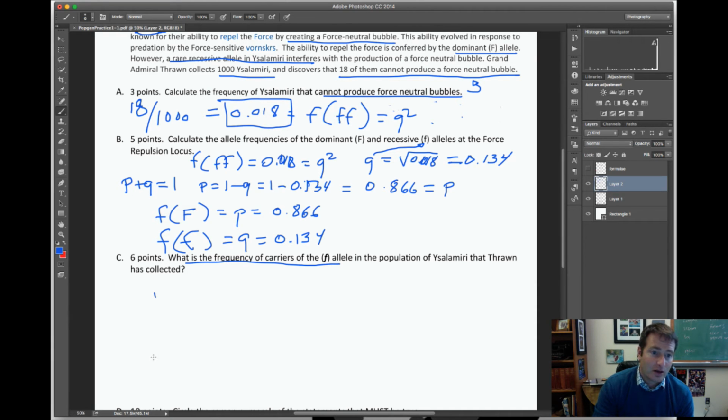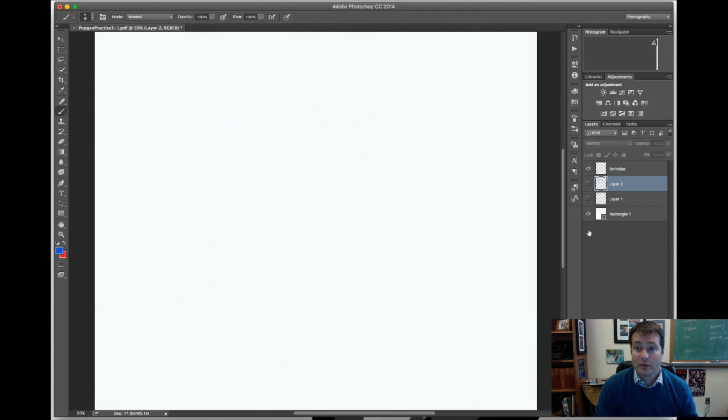So, carriers are the frequency of heterozygotes. Now, some students think that carriers are also these homozygous individuals. Not really. Geneticists would call these affected, and heterozygotes are carriers. Okay? So the frequency of heterozygotes is 2pq. And now you're thinking, well, wait a minute, where did you get that from? Okay, so I'm going to jump back to the formula page.